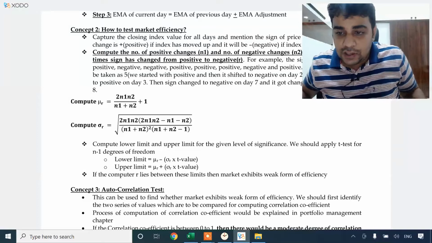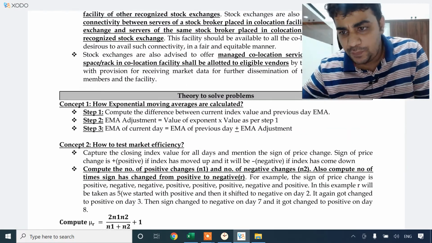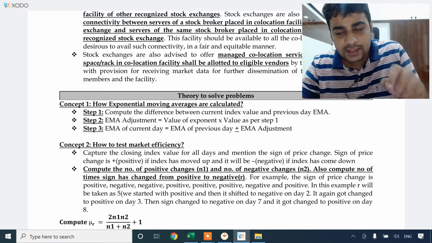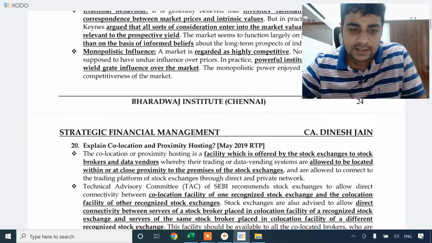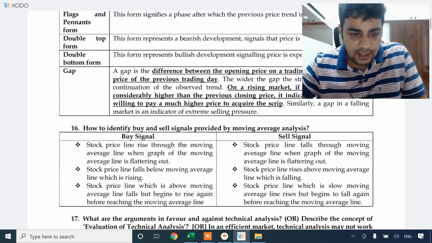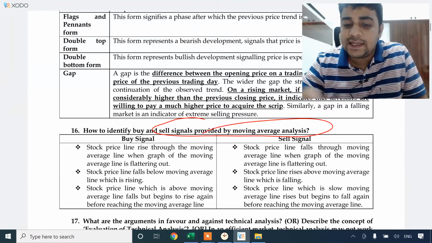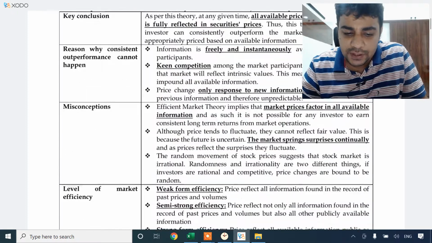First, let's discuss something called exponential moving average. Moving average as a concept can help us in understanding whether the market is likely to go up or come down. So exponential moving average is one of the approaches in moving average, which can help us in understanding whether the market is in a bullish trend or bearish trend. In the theory part, we discussed how you can identify buy and sell signals using moving average analysis. A similar concept is exponential moving average.